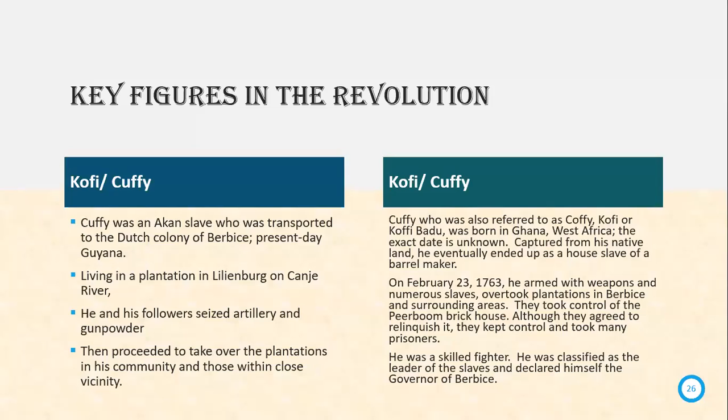On February 22, 1763, armed with weapons and numerous slaves, he overtook plantations in Berbice and surrounding areas. Coffee was a skilled fighter, and he declared himself leader of the slaves and the head of Berbice.